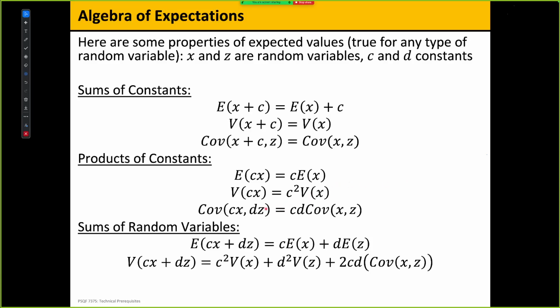Similarly, for covariance, multiplying X by a constant c and Z by a constant d takes the original covariance and multiplies it by each of those constants as well. Right? Cool?